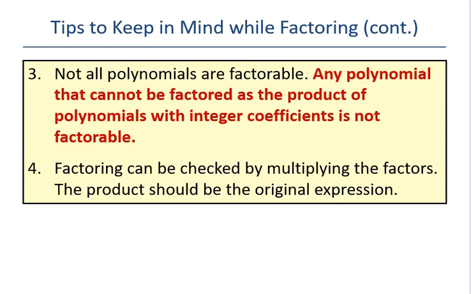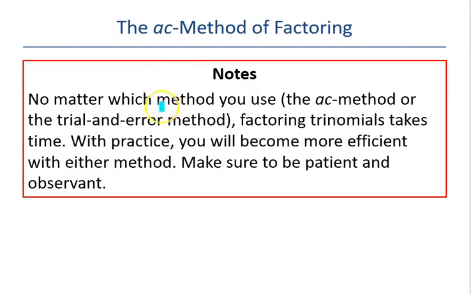That means just distribute it all back together, FOIL it all back together. And then note, no matter which method you use, the AC method or the trial and error method, factoring a trinomial takes time. With practice, you'll become more efficient with either method. Make sure to be patient and observant. Just take your time. For a while you might want to distribute it back together, but go ahead and just double check it.